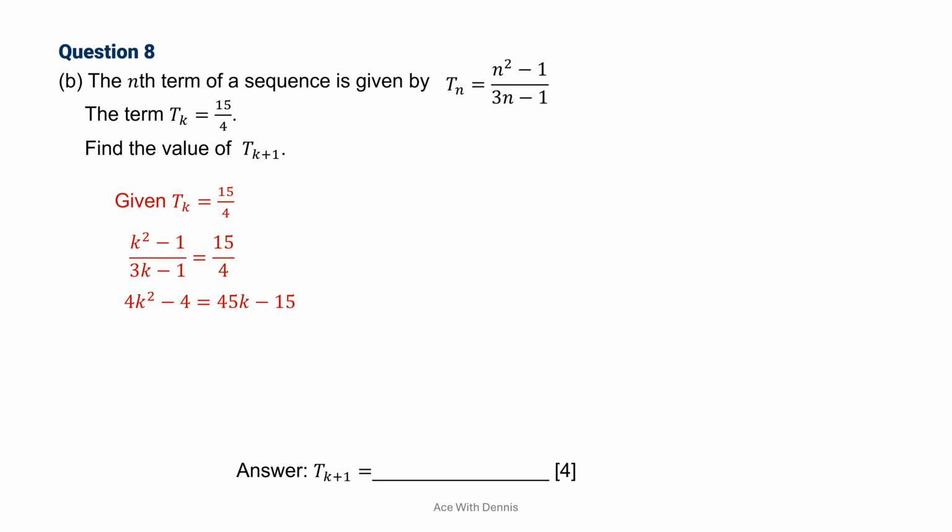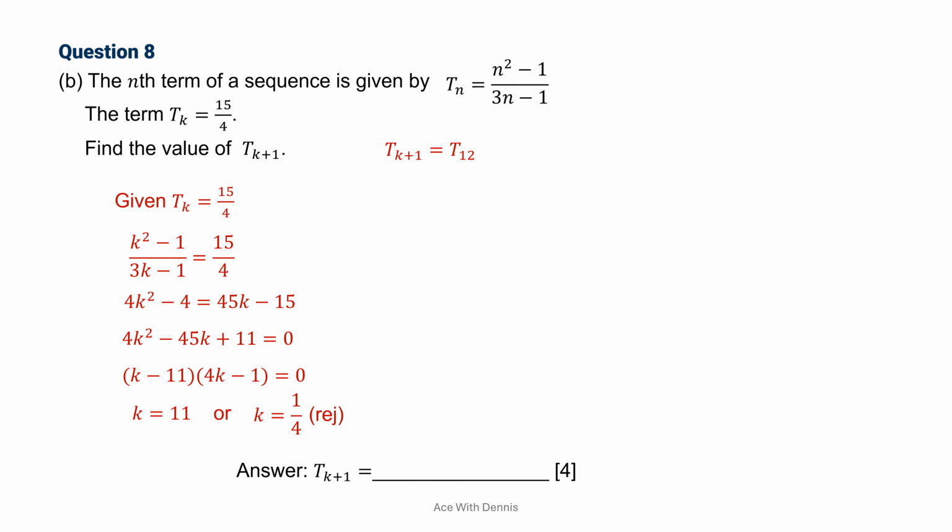We cross multiply the equation, we get 4k squared minus 4 equals 45k minus 15. Then bring everything to the left hand side, we'll get a quadratic equation which is 4k squared minus 45k plus 11 equals 0. We factorize this quadratic equation, we get k minus 11 times 4k minus 1 equals 0. We solve it, we get the k value equals 11 or k equals 1 over 4. Since k is an integer, then we reject the answer 1 over 4.